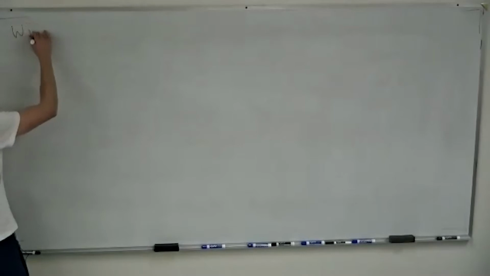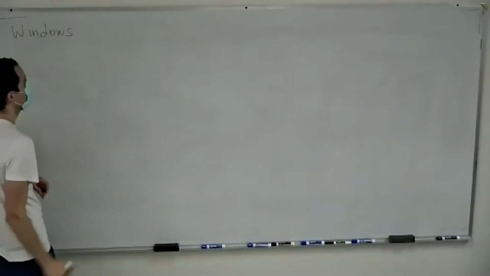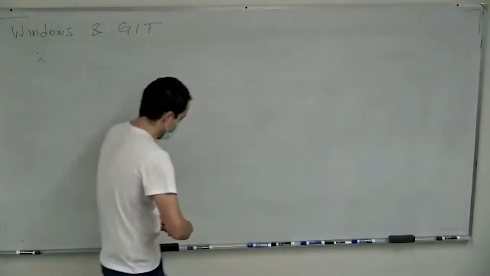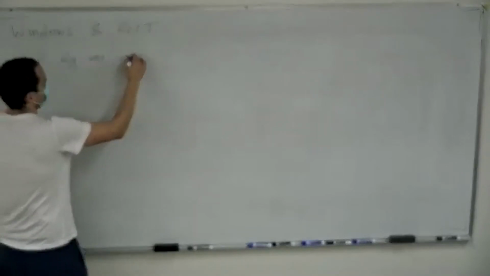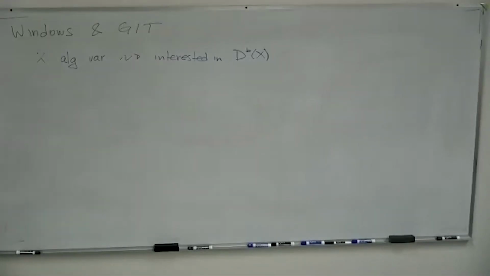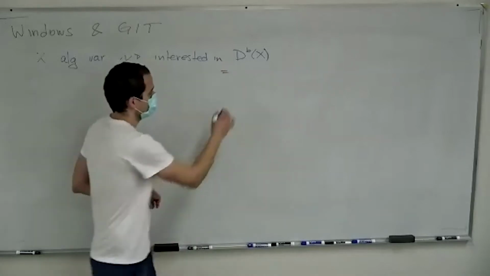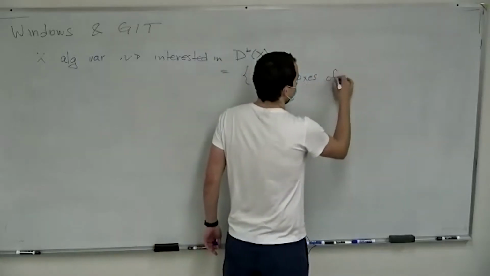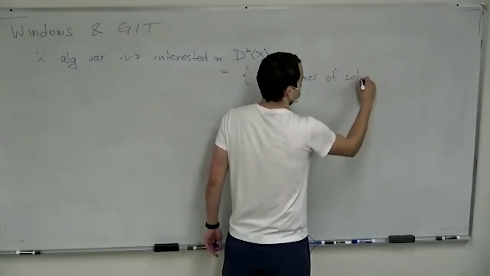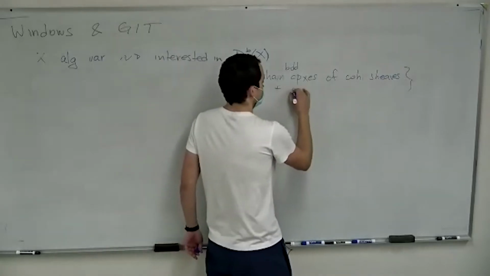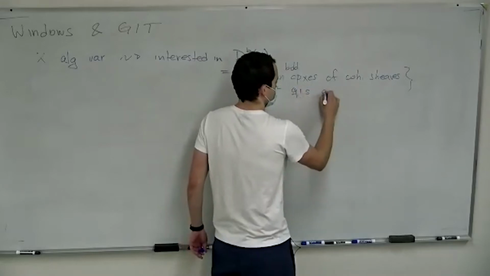Talk a bit about derived categories and how windows play into derived categories. So I'm gonna be interested in, let's say that X is an algebraic variety. So then I'm interested in D^b(X), the derived category of X, which, roughly speaking, you can think of as basically bounded chain complexes of coherent sheaves, with the extra thing that quasi-isomorphisms are now invertible.